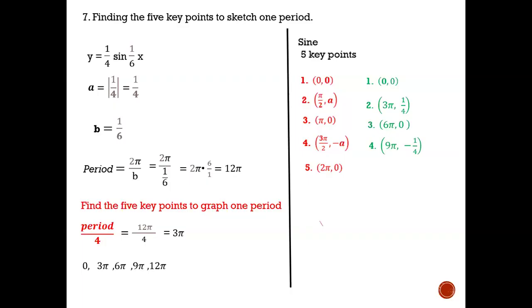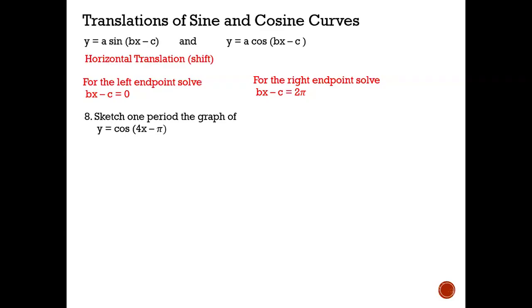Then we have 9 pi, which is our 3/4. And then our full revolution gave us our 12 pi over 0. Okay. All right. Let's look at translations of sine and cosine.